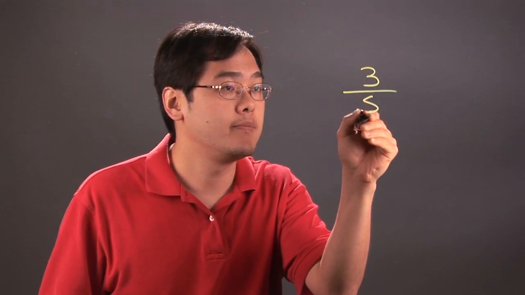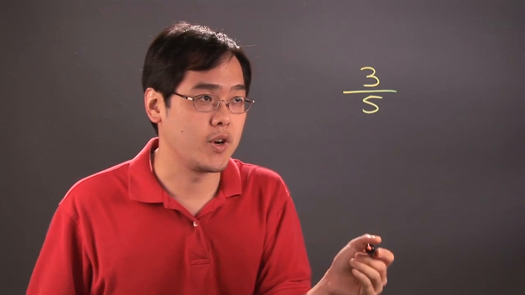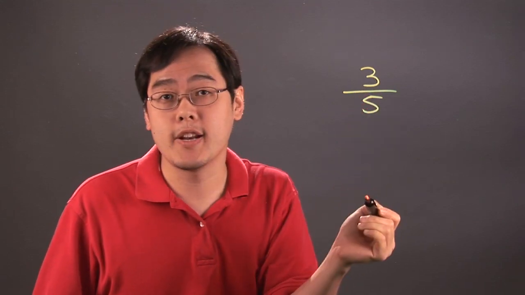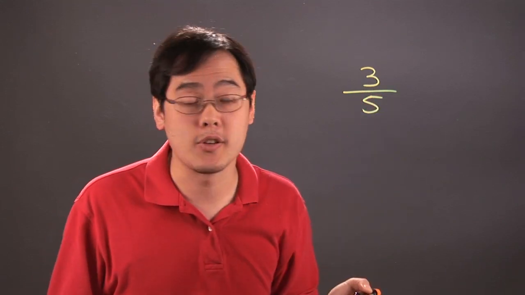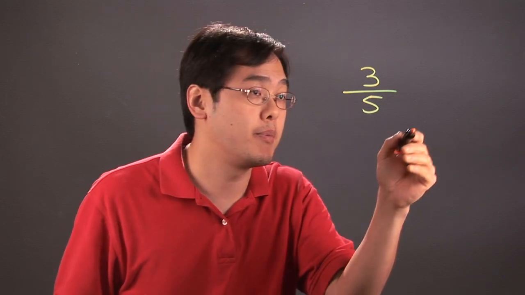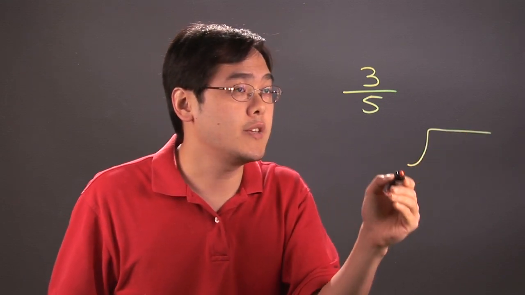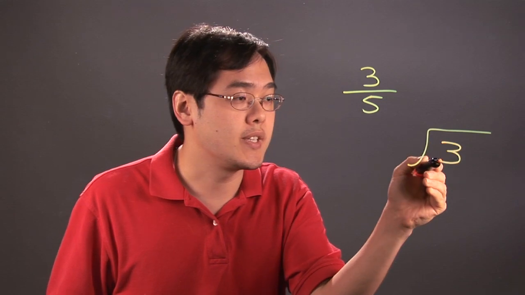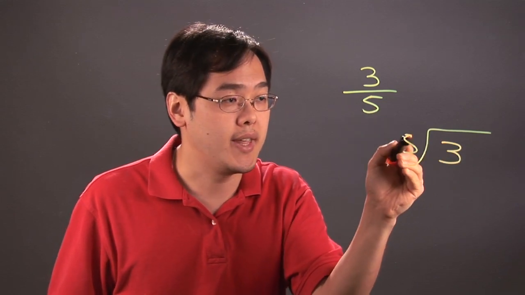Suppose you want to divide 3 divided by 5, 3/5, for example. Now, as you know, 3 is smaller than 5, so you know that the final number is going to be less than 1. So here's how you set it up. With long division, the numerator is always on the inside and the denominator is always on the outside.